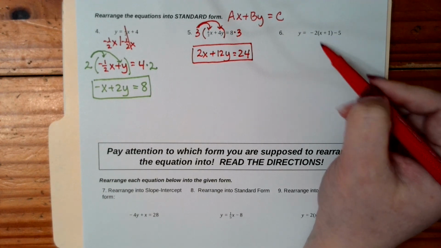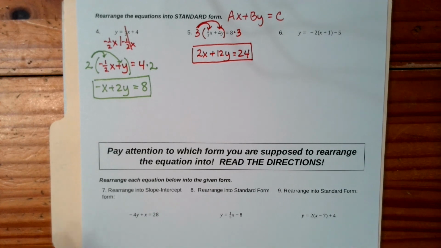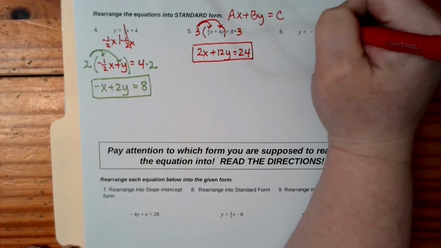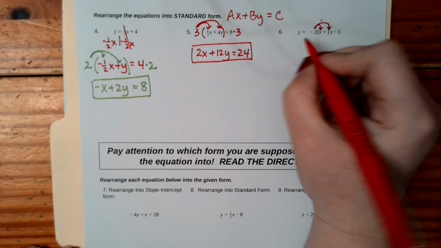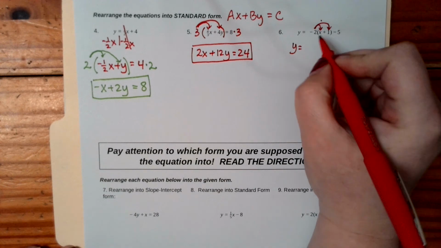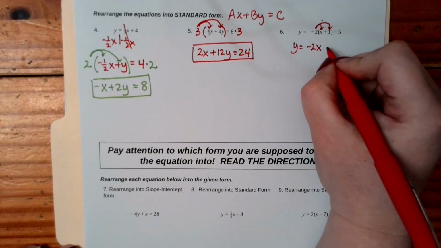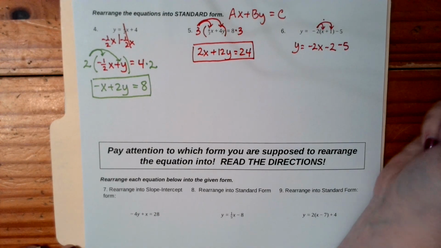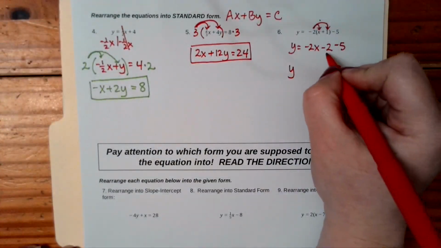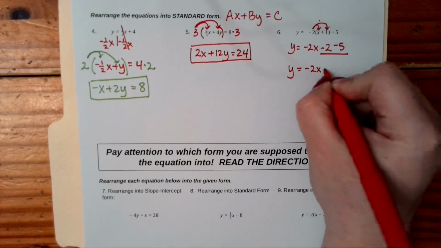For question 6, we can see it looks a lot like the last problem that we just did. So we're going to have to start by getting rid of the parentheses. So I'm going to distribute. I'm going to multiply that negative 2 into the inside. So negative 2 times x is negative 2x. Negative 2 times 1 is negative 2. And then the negative 5 just comes down. So now I can see I've got some like terms. So it's going to be y equals negative 2x minus 7.